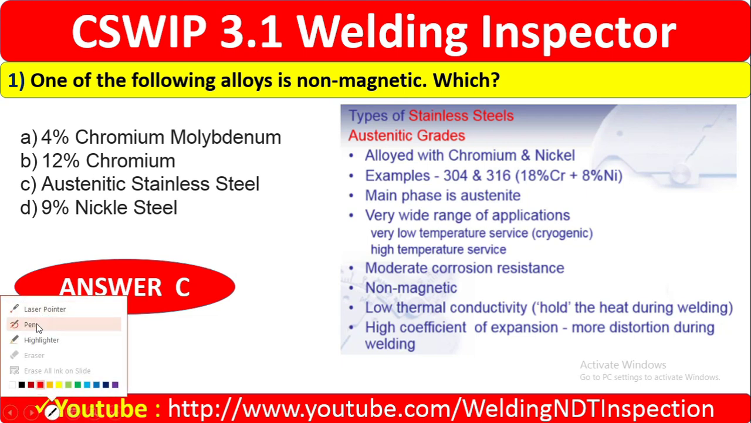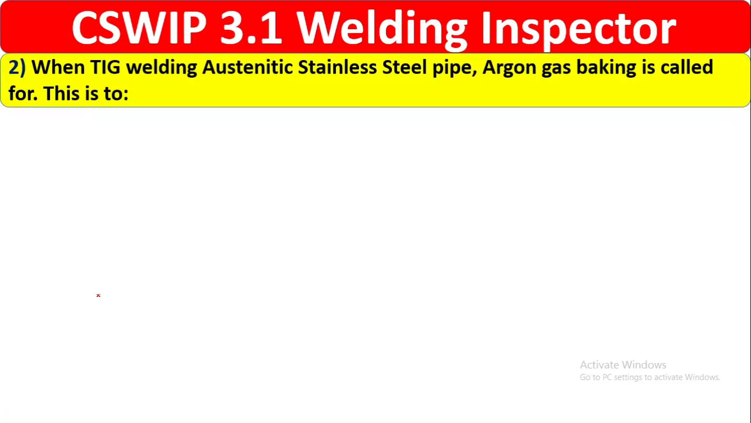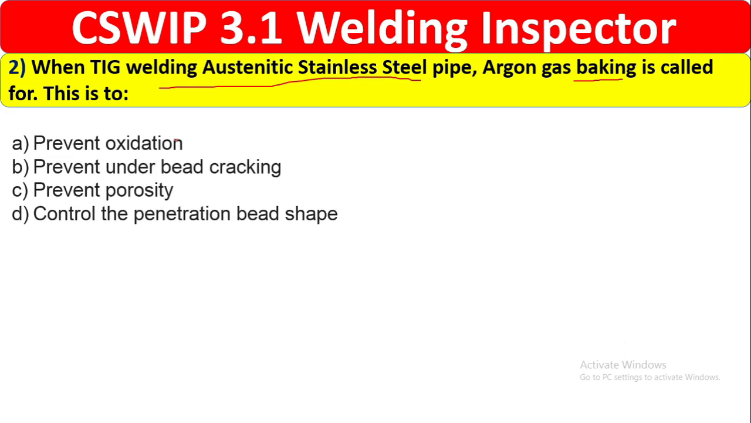Now we'll go for the second question. When TIG welding austenitic stainless steel pipe, argon gas backing is called for. Why do we use argon gas for backing in austenitic stainless steel? Option A is prevent oxidation. Option B is prevent underbead cracking. Option C is prevent porosity. Option D is the control of penetration.